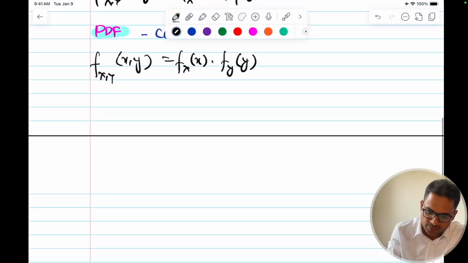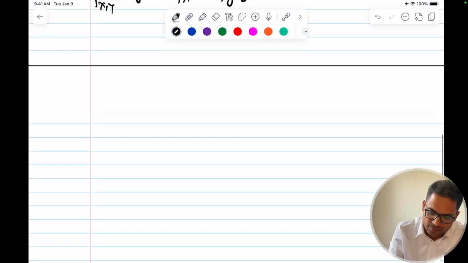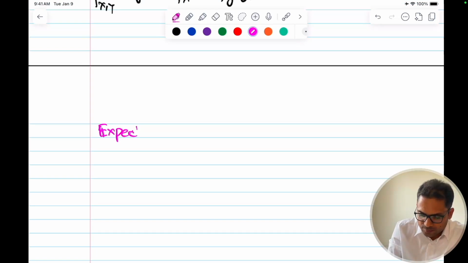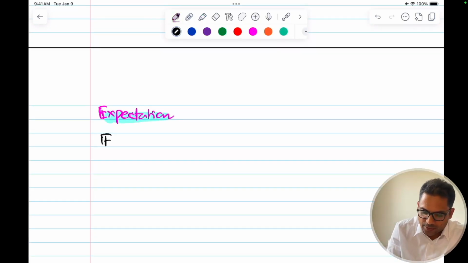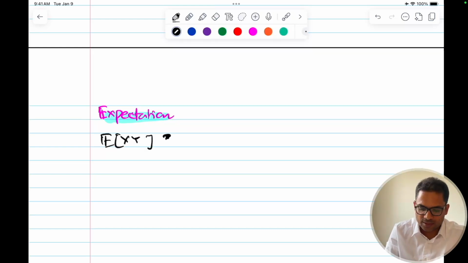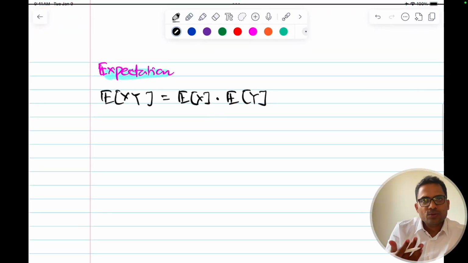Now expectation. Let me move to the next page itself. In terms of expectation, similarly, the expectation of XY is equal to the expectation of X into the expectation of Y. Then we'll use this to generalize.